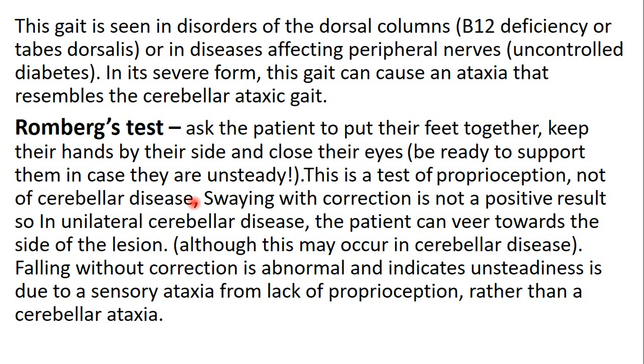So in unilateral cerebellar disease, the patient can veer towards the side of the lesion. Although this may occur in cerebellar disease, falling without correction is abnormal and indicates unsteadiness is due to sensory ataxia from lack of proprioception rather than cerebellar ataxia. In cerebellar ataxia it makes no difference whether the room is dark or the eyes are closed or not; they sway, but the swaying is mild. But there is remarkable ataxia on closing the eyes or moving in a dark place in case of sensory ataxia, when there is loss of proprioception.